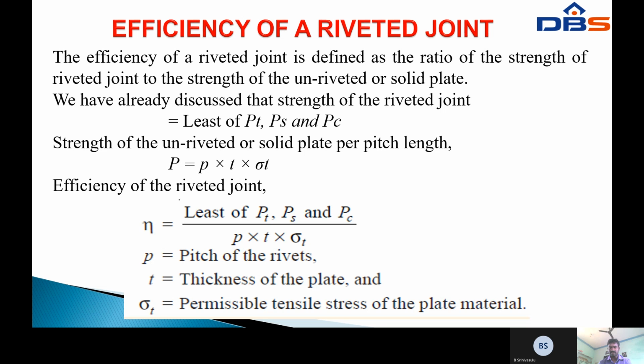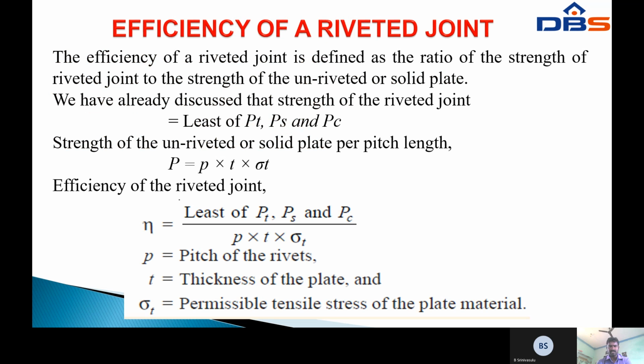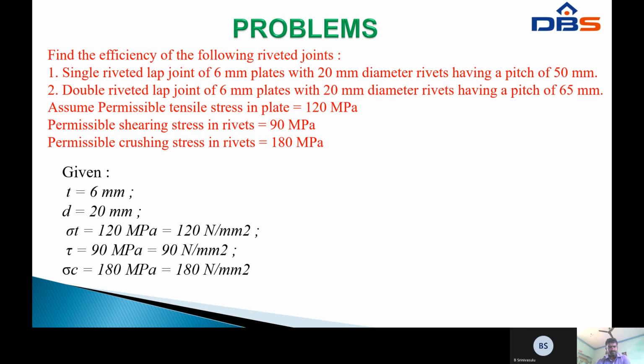Here p equals the pitch of the rivets, t equals the thickness of the plate, and sigma t equals the permissible tensile stress of the plate material. This is the efficiency of the riveted joint. Next problem.